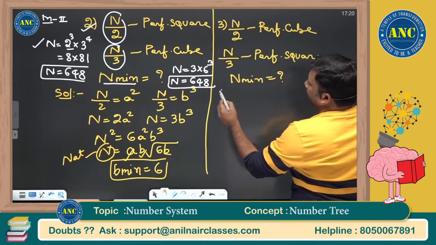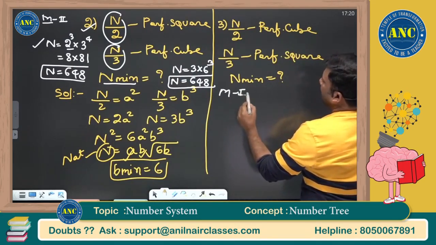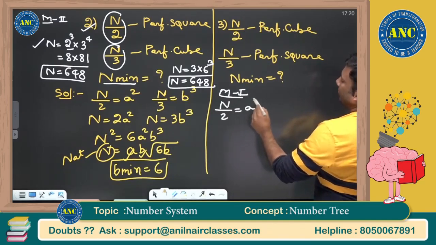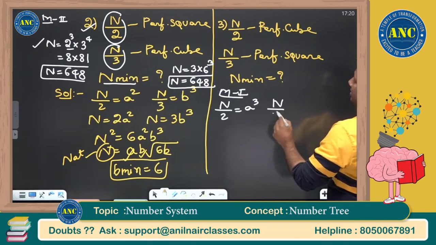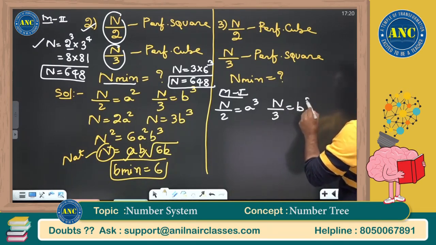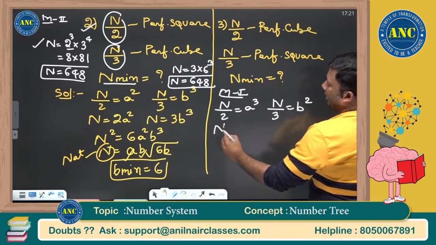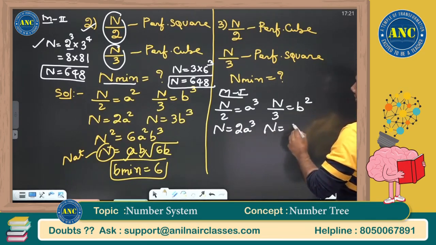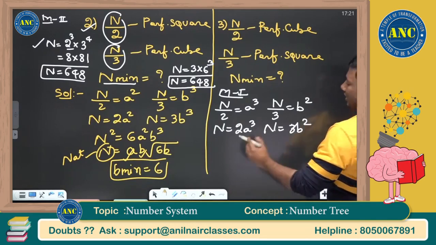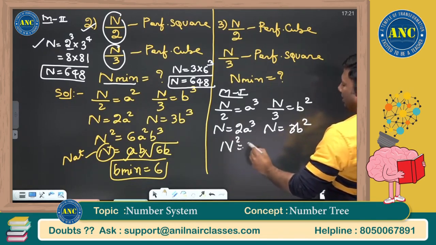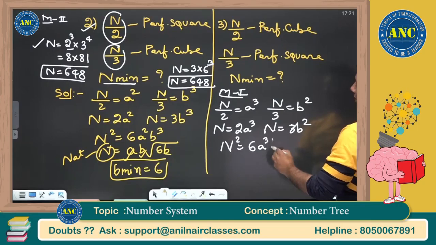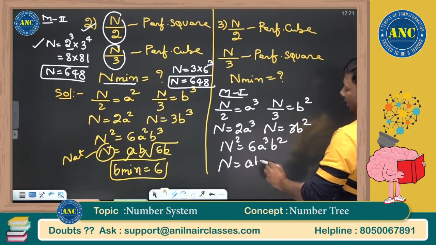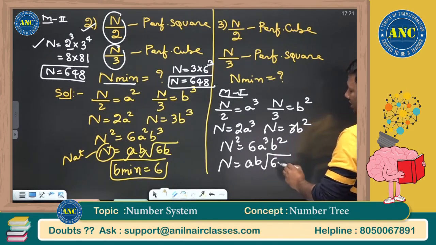N by 2 is a perfect cube, so n by 2 equivalent to a cube. N by 3 is a perfect square, so n by 3 equivalent to b square. So n is nothing but 2a cube, and n is nothing but 3b square. N square is nothing but 6a cube b square. It is nothing but ab under root 6a.